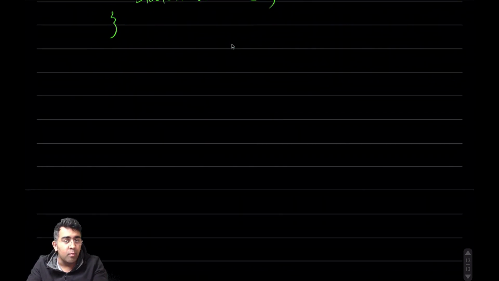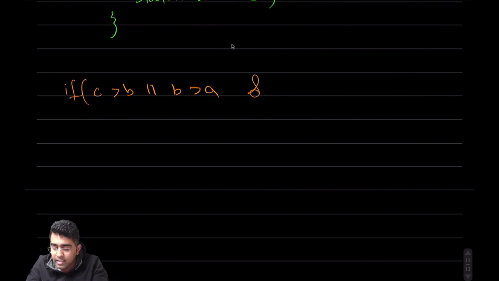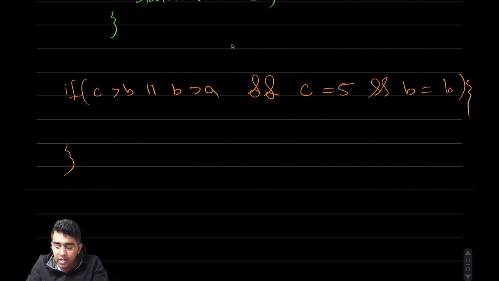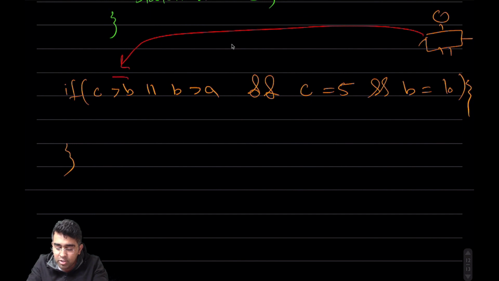So what if we have more than one condition? I can say here, if C greater than B or B greater than A and C is equal to 5 and B is equal to 10. Now as you can see, we have a lot going on here. We have too many conditions. So now basically, let me draw a compiler here. Change the color. So we can say, okay, Mr. Compiler, please go to the if statement. It's going to check for this, and it's going to check for this, it's going to check for this.